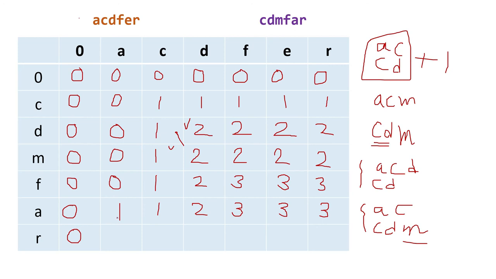Here R and A is not matching, we have to take 1. C and R is not matching, we have to take 1. D and R is not matching, we have to take 2. F and R is not matching, 3. E and R is not matching, it will be 3, right? And R and R is matching, then we have to do a 3 plus 1, that is 4. So our final answer will be 4 here.